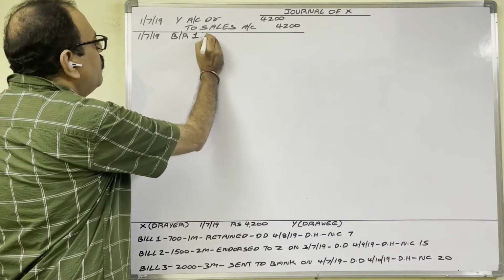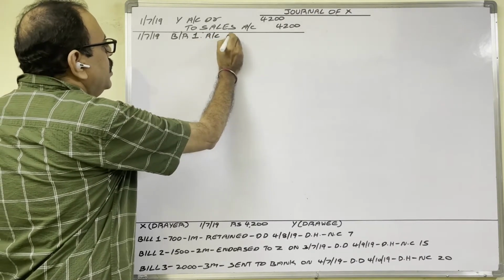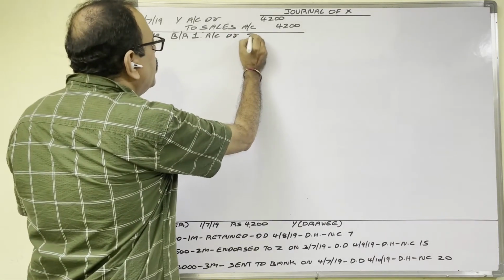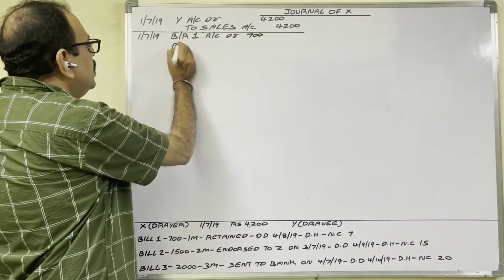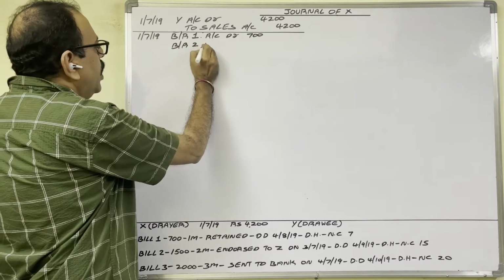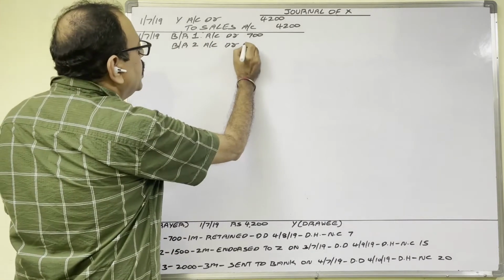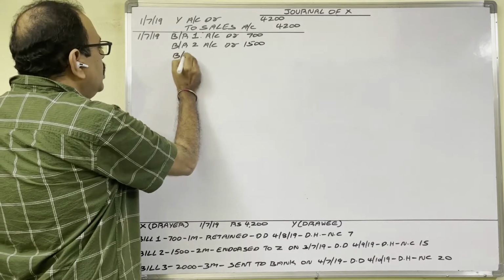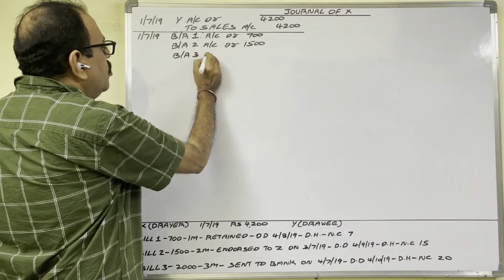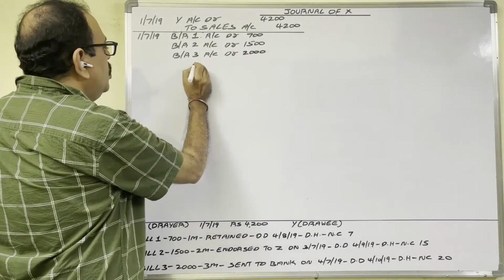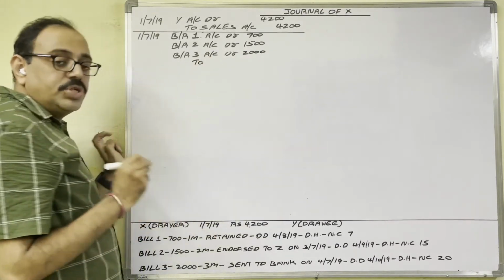Bills receivable 1 account debtor. First bill amount is 700 rupees. Bills receivable 2 account debtor. Second bill amount 1500 rupees. Bills receivable 3 account debtor. Third bill amount is 2000 rupees. To, which account should we credit?